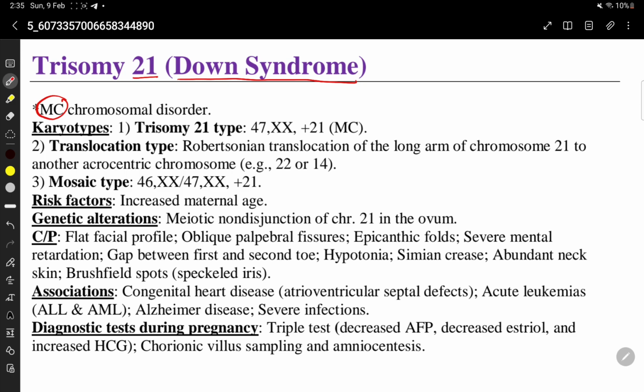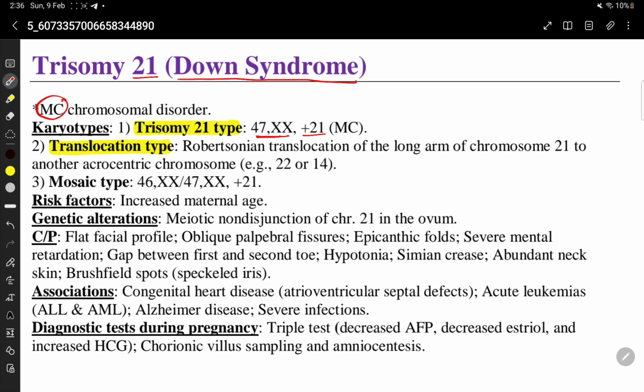Karyotype: trisomy 21 type. This is 47,XX plus 21. One extra 21 chromosome is present. This is the most common karyotype.